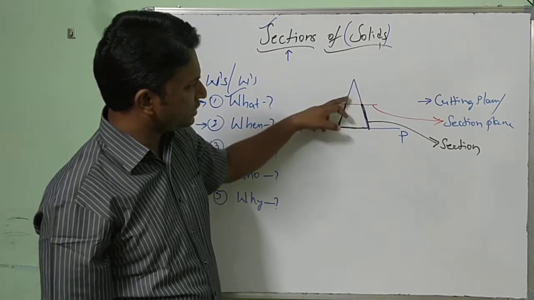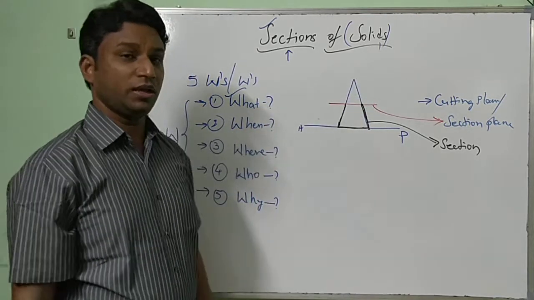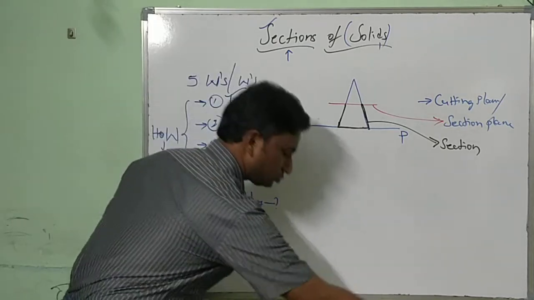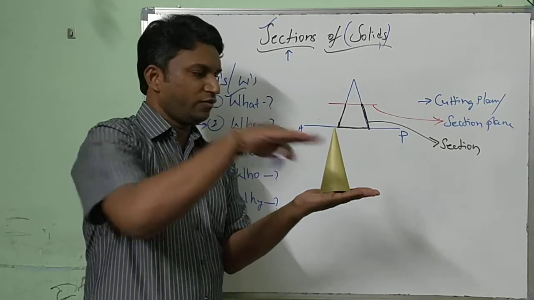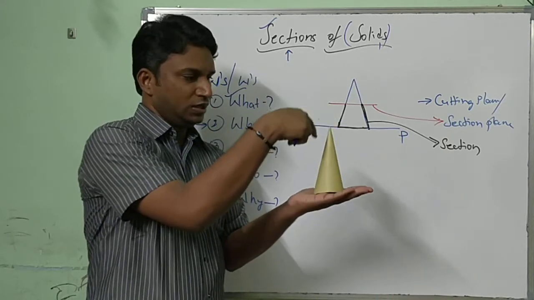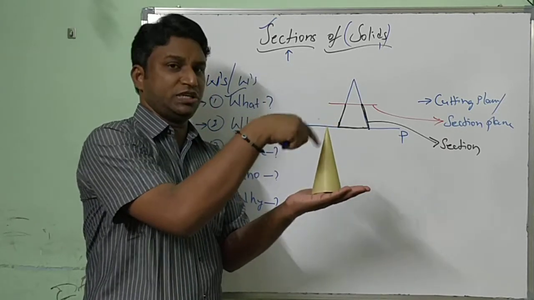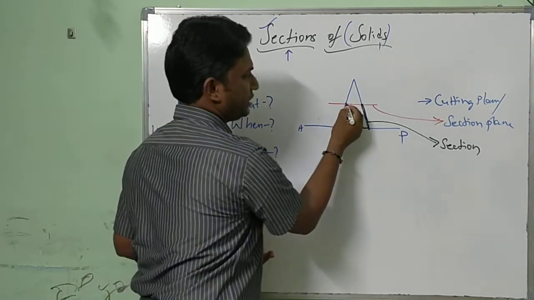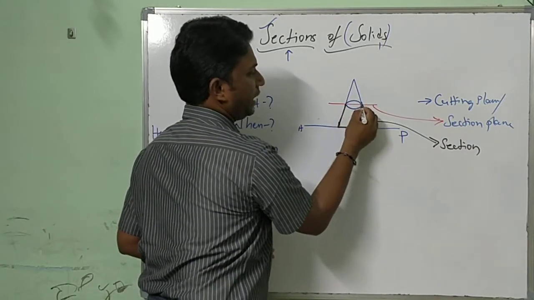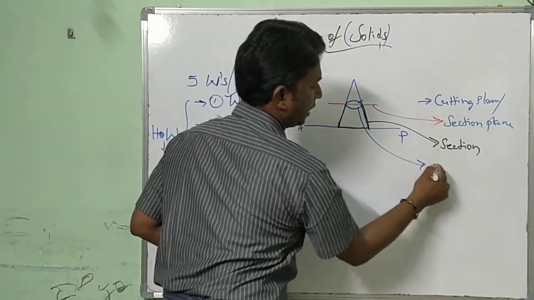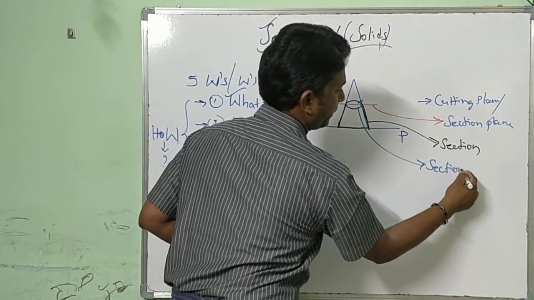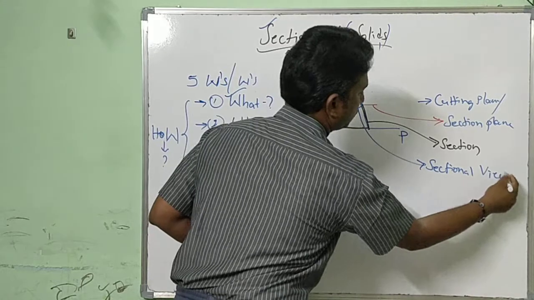Now when I remove this part, how will it look? When I cut here and remove this, the view which I am able to see here will be like a circle, right? This is called the sectional view.